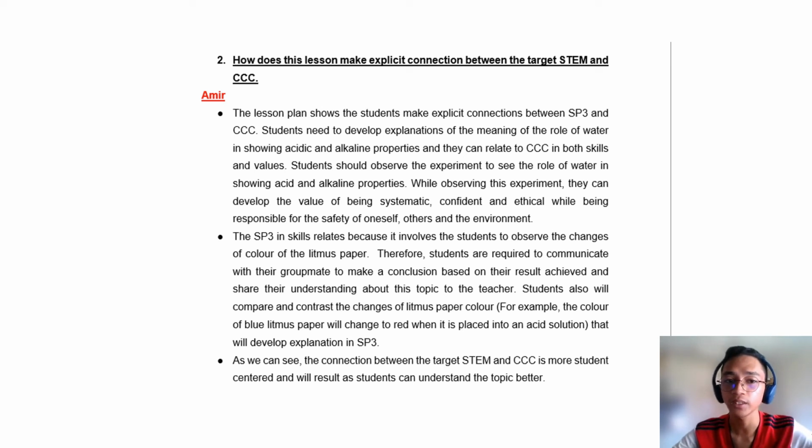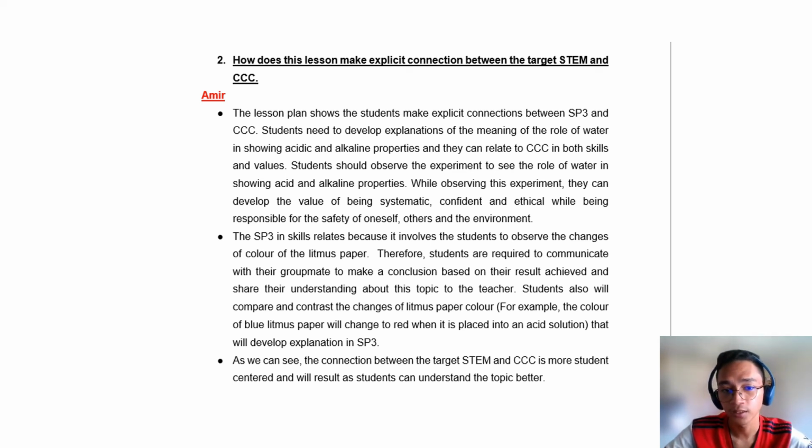While observing the experiment, they can develop the value of being systematic, confident and ethical while being responsible for the safety of oneself, others and the environment. So the SP3 in skills relates because it involves the students observing the changes of color of the litmus paper. Therefore, the students are required to communicate with their group mates to make a conclusion based on the result achieved and share the understanding about this topic with the teacher. Students also will have to compare and contrast the changes of litmus paper, which will develop the explanation in SP3.